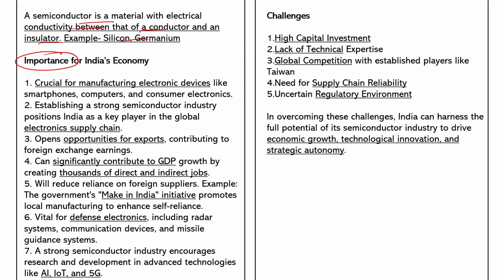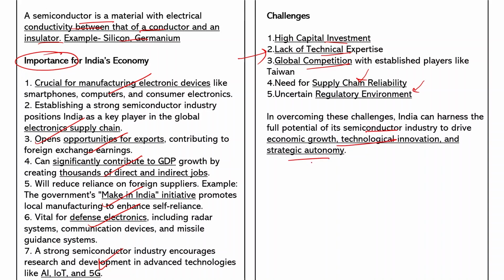Then why is it important for India's economy? For manufacturing electronic devices, for supply chain, exports, contributing to jobs. Make in India initiative will help, right? There will be defense electronics you can build, you can contribute to advanced technologies. Then you can write about challenges that we face for the semiconductor economy, which is high capital investment, lack of technical expertise, global competition, need for supply chain reliability, right? Uncertain regulatory environments. All these things you can write. Okay. Then you can write how it will drive economic growth, technological innovation, and strategic autonomy.